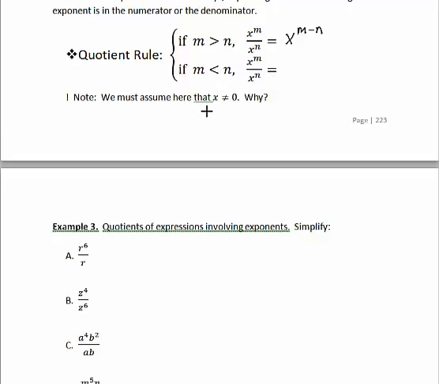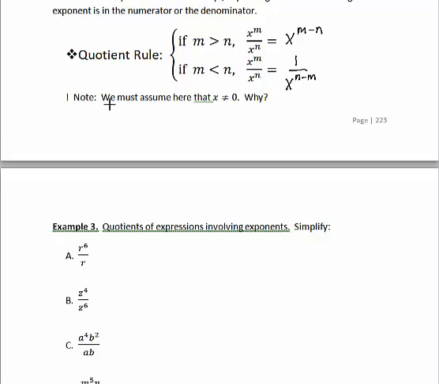What if m is smaller? Well, in that case, we move the m to the n on the bottom, the exponent on the bottom, and so we would write n minus the m. Whichever one we move, we subtract it from the other one.